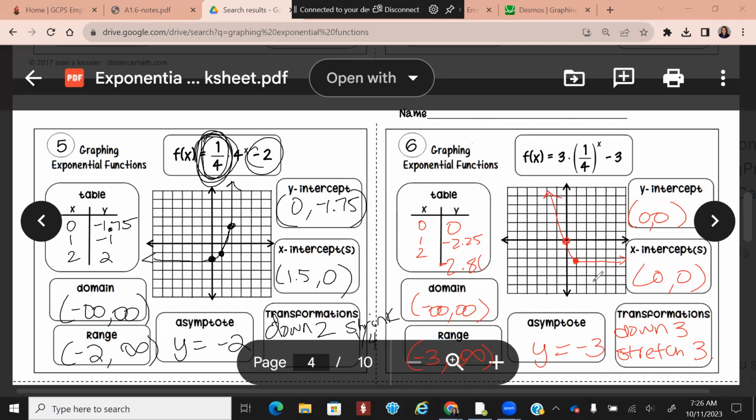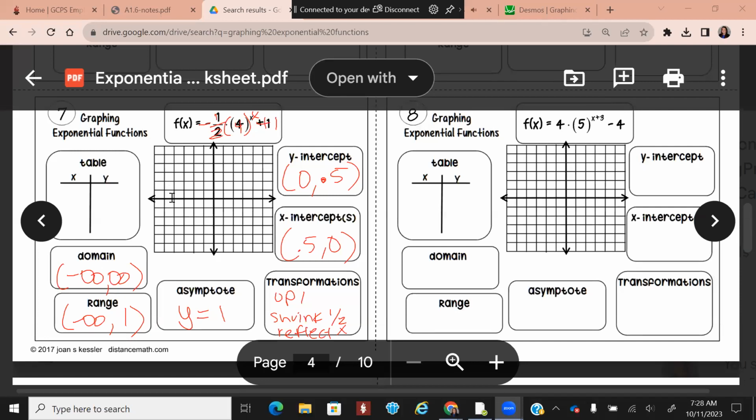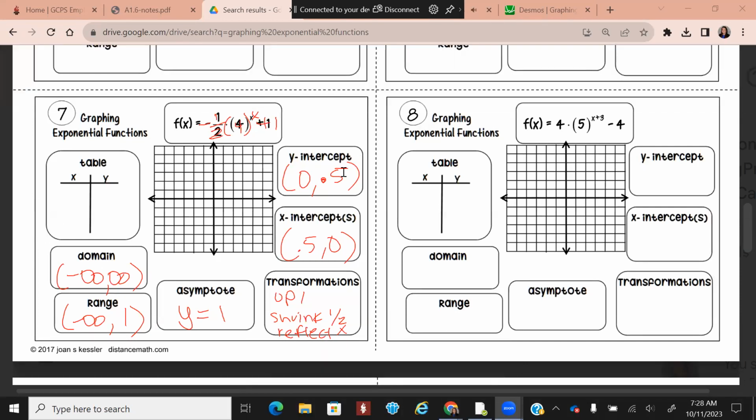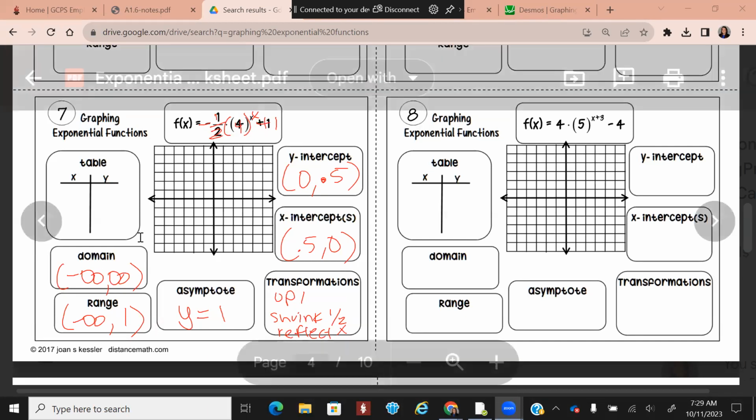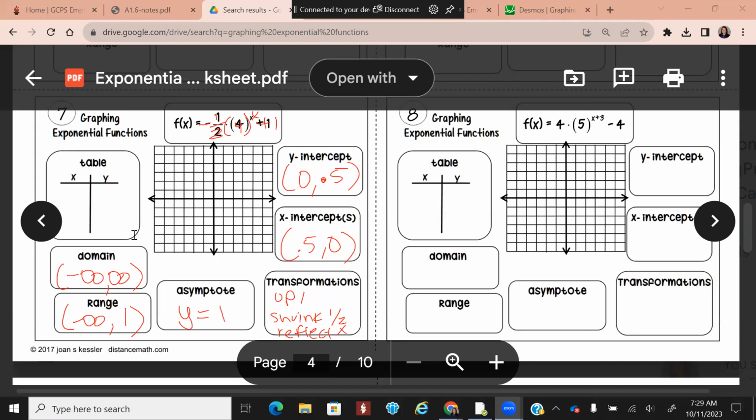All right, try 7. This is what I got. I graphed it so I could figure out what the y-intercept and the x-intercept are. That made it easier. But I could have plugged in 0 for x, and that would have given me my y-intercept. So if I wanted to find the y-intercept by hand, I would plug in 0 for x and then just simplify it. Now, if I wanted to find my x-intercept, I would have to set this equal to 0 and then solve, but you don't have to do that.